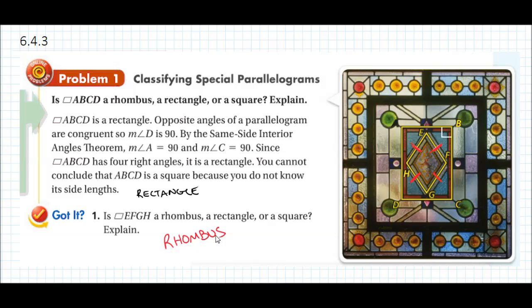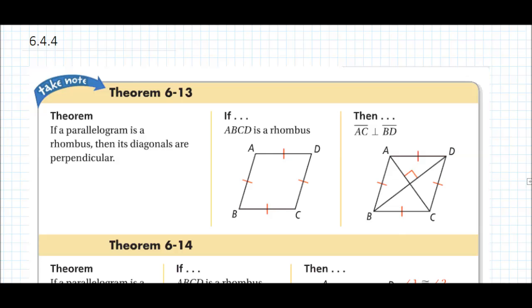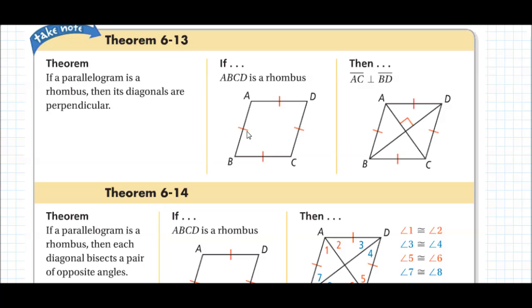Again, rhombuses, four congruent sides. Rectangle, four right angles. A square is both a rectangle and a rhombus. Theorem 6-13 says this: if a parallelogram is a rhombus, then its diagonals are perpendicular. So if we know all four sides are congruent, then we know the diagonals will be perpendicular. That is for any rhombus.